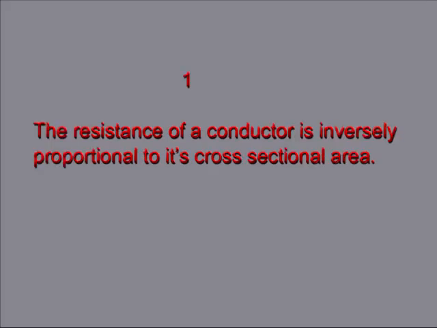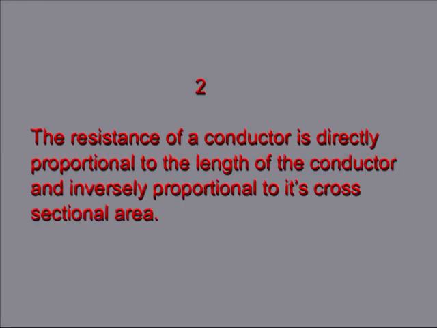Conclusion. 1. The resistance of a conductor is inversely proportional to its cross-sectional area. 2. The resistance of a conductor is directly proportional to the length of the conductor and inversely proportional to its cross-sectional area. 3. Above relation in a mathematical form.